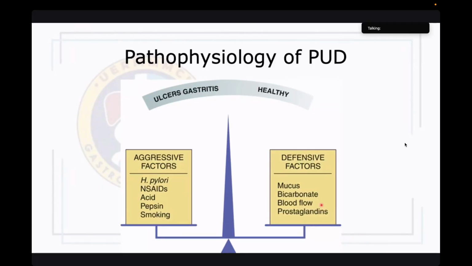And it also delivers micronutrients and oxygen and removes toxic agents. And next, we have the prostaglandins. These molecules are crucial for maintaining mucosal integrity because they stimulate mucus and bicarbonate secretion, they increase mucosal blood flow, and promote cell renewal. So if the aggressive factors overcome the defensive factors, then peptic ulcer disease can occur.